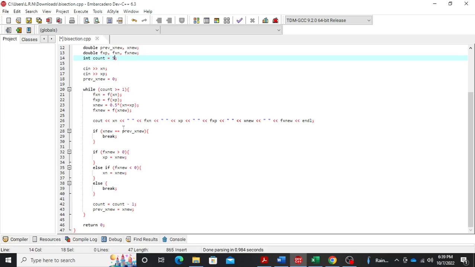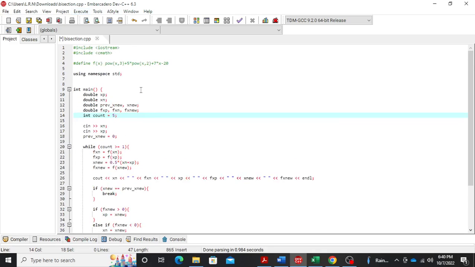Unless this condition is met: if x new is equal to x new, then the iteration will stop as stated in the bisection method. Or this one. This one here states that if fx new is greater than 0, then x new will be equal to xp. Else, if fx new is less than 0, then xn will be equal to x new. Then return.